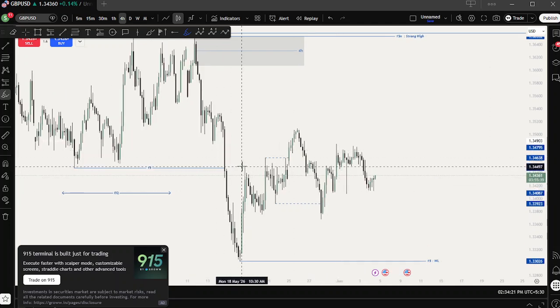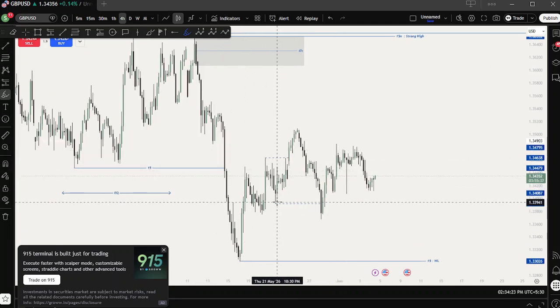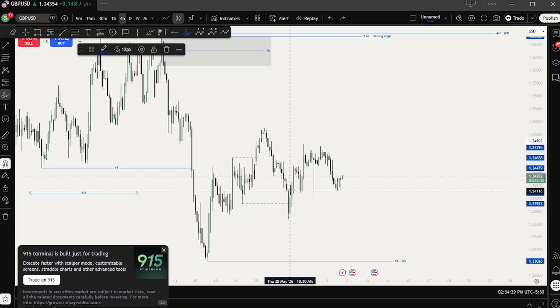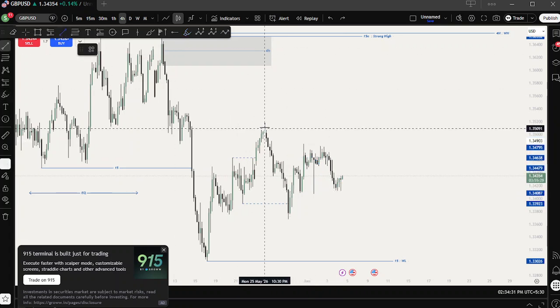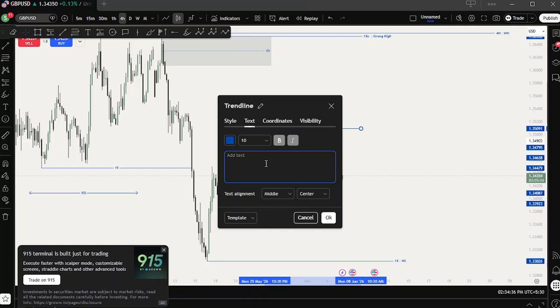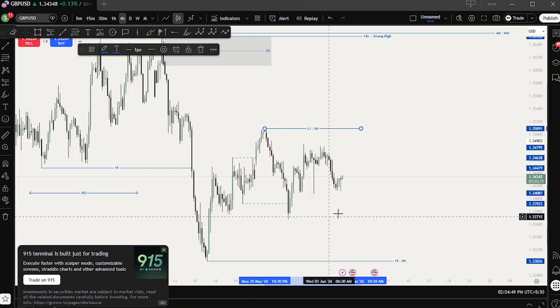Now, if you notice, the 15-minute structure has this internal break to the down, and we are successively in the continuation phase. So I will mark this as a strong high. Just a minute. Strong high. L1 high. By the way, L1 means leg 1.